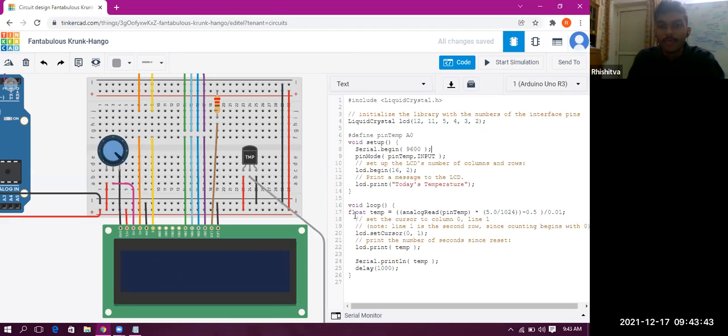Then comes this void loop. In this void loop, you can see float. We are using float because we can have a temperature in a decimal value. Let's say our temperature is 24.6. It has to be shown on this LCD, so for that decimal, we are using this float data type.